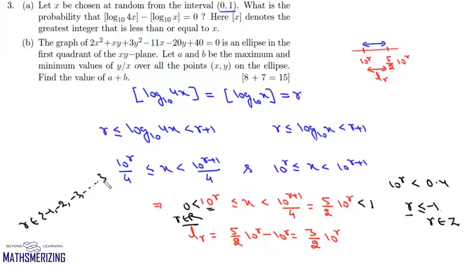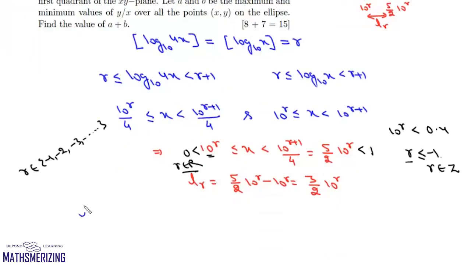Now we need to find this required probability. For this probability, the sample space corresponds to the length of this interval. So the length of the sample space is simply 1. Now we need to find our favorable length, which corresponds to all these cases. So our favorable length L will correspond to the summation of LR, where r varies from minus 1 to minus infinity. So it will be 3 by 2 into 10 to the power minus 1 plus 10 to the power minus 2 plus 10 to the power minus 3, and this series will continue up to infinity.